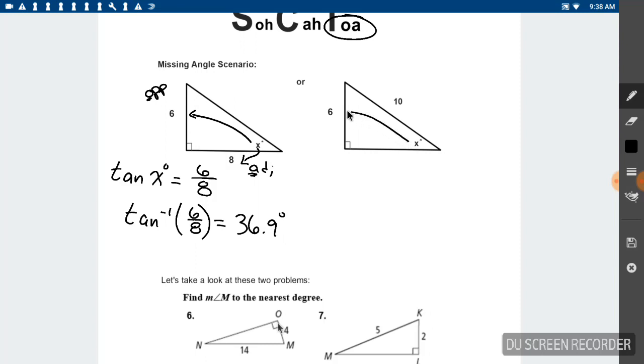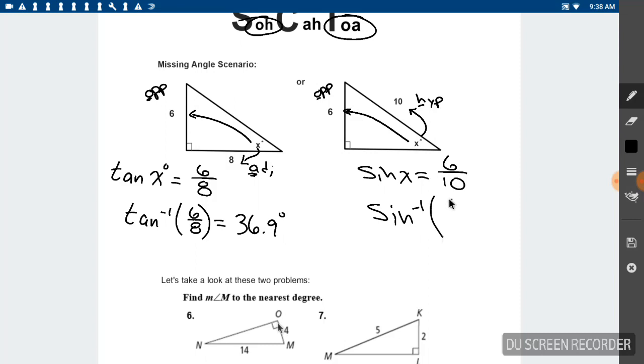Over here, opposite, hypotenuse. So there's O and H, there's the sine. So the sine of x equals 6/10. All right, so now again in our calculators, you're going to hit second sine, inverse sine, sine to the -1, 6/10. And in our calculators, that comes out to be, oh, look at that, it's the same thing. And it better be.